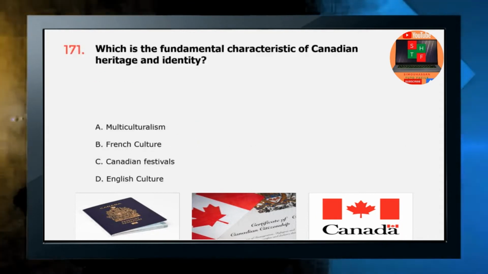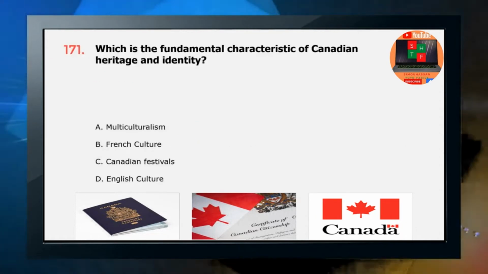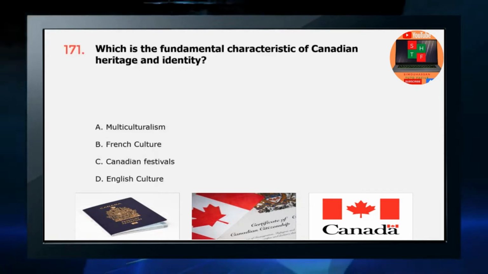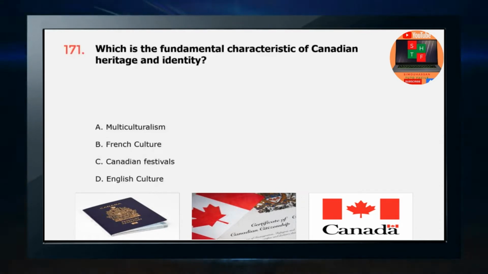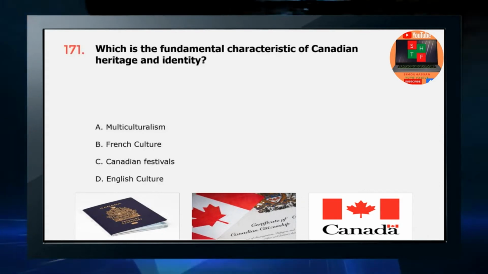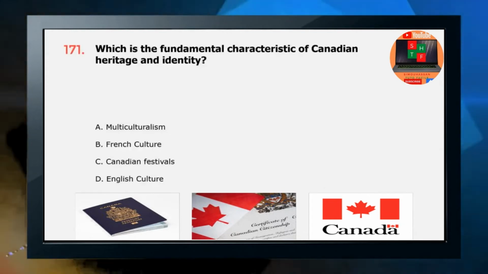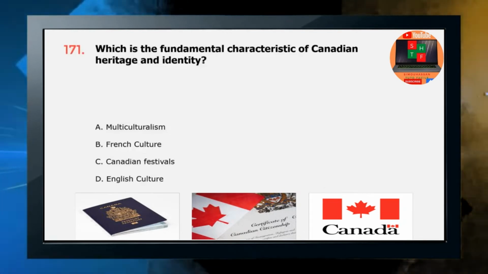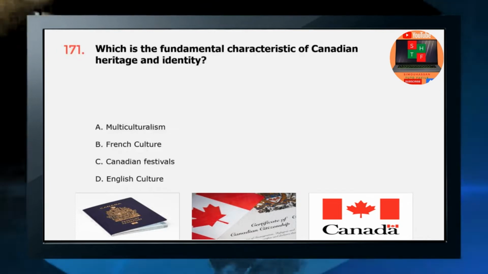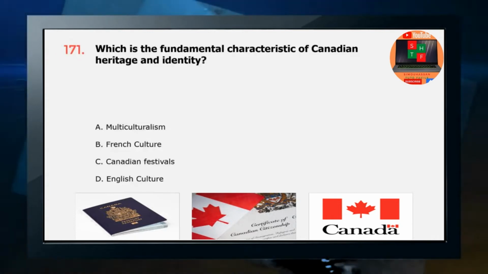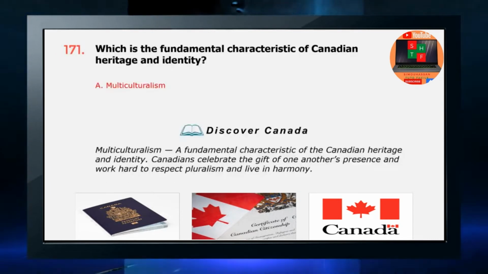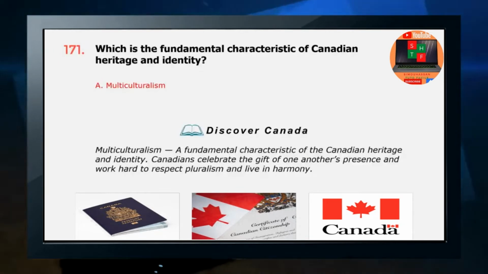Question 171. Which is the fundamental characteristic of Canadian heritage and identity? A. Multiculturalism. B. French culture. C. Canadian festivals. D. English culture. The answer is A. Multiculturalism.